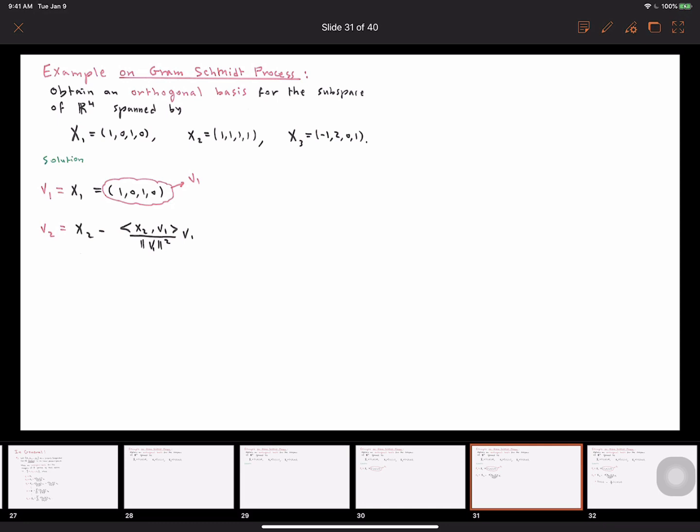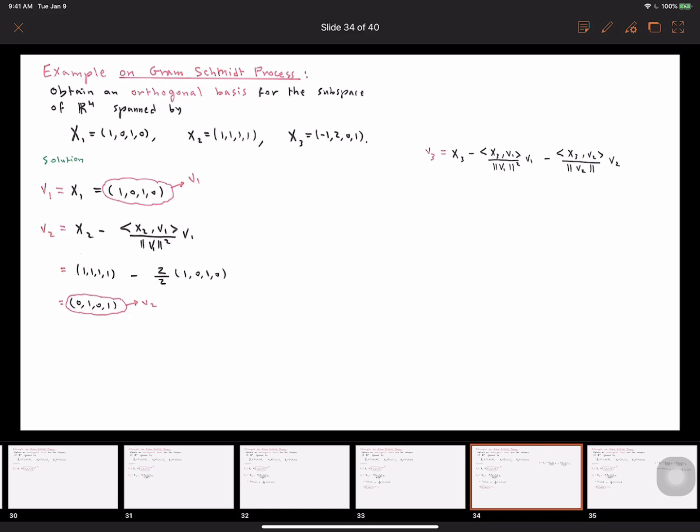v2 equals x2 minus the inner product of x2 and v1 over the magnitude of v1 squared, times v1, which is x2, given to me as 1, 1, 1, 1, minus, I'm sure you could test the dot product between x2 and v1, which is 2. The magnitude of v1 squared is also 2, times v1, which is 1, 0, 1, 0. That simplifies to 0, 1, 0, 1.